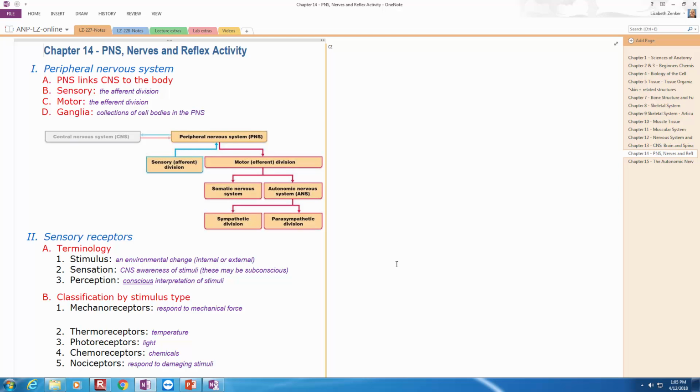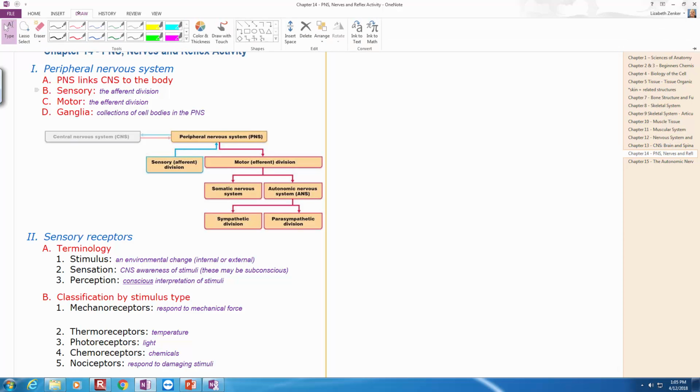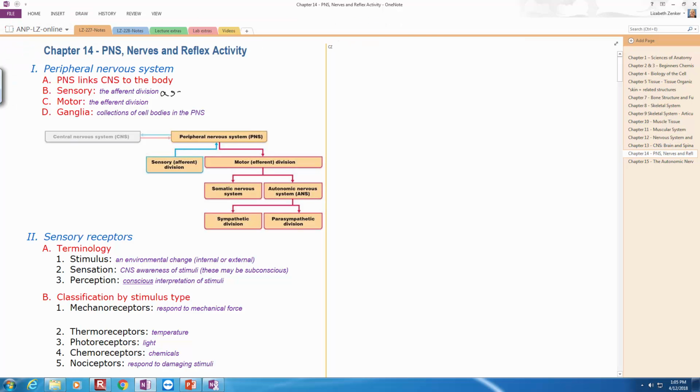Okay. So PNS links CNS to the body. The body is essentially a complex life support system for your brain, which is designed to give the brain sensory information. So sensory, like we said, is the afferent division or ascending pathway. Ascending pathways.